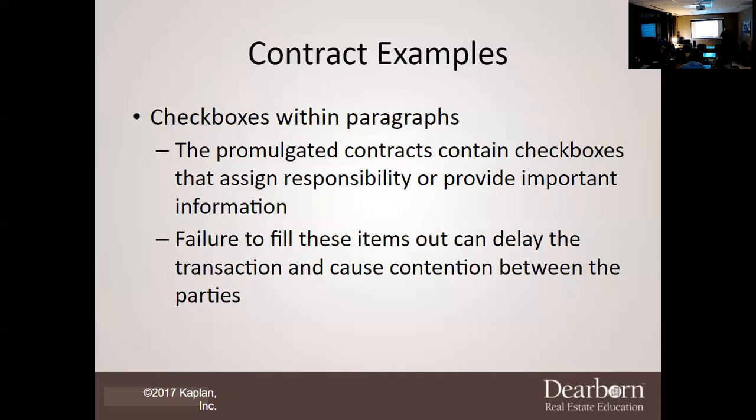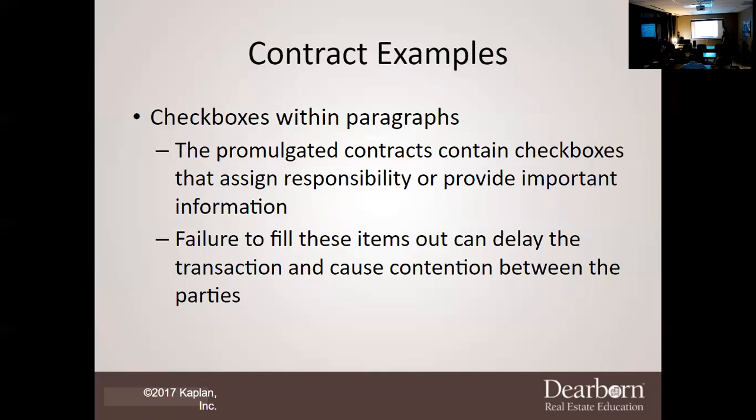So say, for example, that you put in that you're asking for 10 days for a certain thing, maybe for title or something, but you fill in 10 days and you don't check the box. If it goes to court, the court's going to tell you, we're not even going to look at that section because you did not check the box. It is your duty to check the box, period. No ifs, ands, or buts about it.